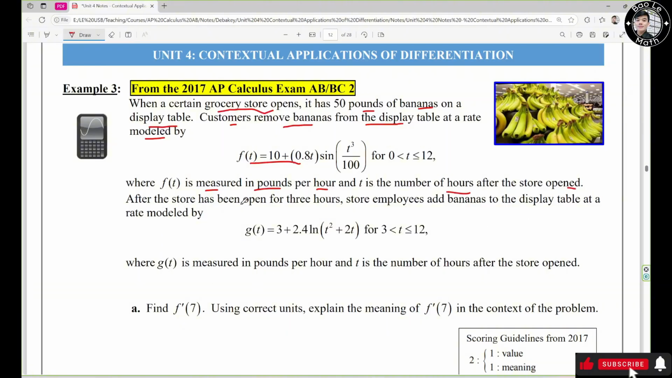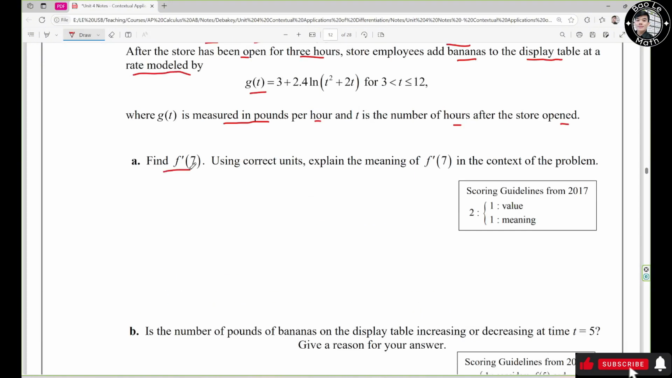After the store has been open for 3 hours, the store employees add bananas to the display table at a rate modeled by g of t, where g of t is measured in pounds per hour and t is the number of hours after the store opened. Now question A. Find f prime of 7. Using correct units, explain the meaning of f prime of 7 in the context of the problem.